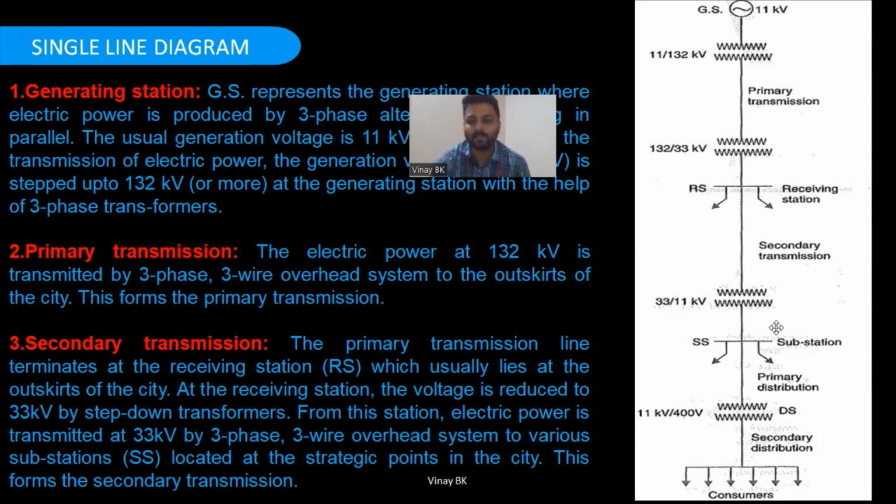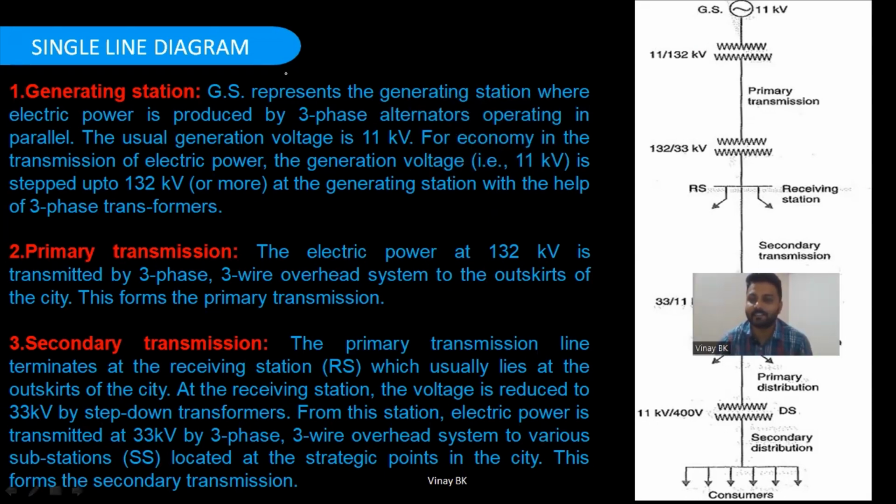The first step we need to explain is the GS, that is, the generating station. The generating station is where electric power is produced by three-phase alternators operating in parallel. Usually the generating voltage is 11 kilovolts. But for economy in the transmission of electrical power, you use 132 kilovolts, so you need to step up the voltage from 11 kilovolts to 132 kilovolts. That electric power at 132 kilovolts is transmitted by a three-phase, three-wire overhead system to the outskirts of the city. This step is called the primary transmission step.